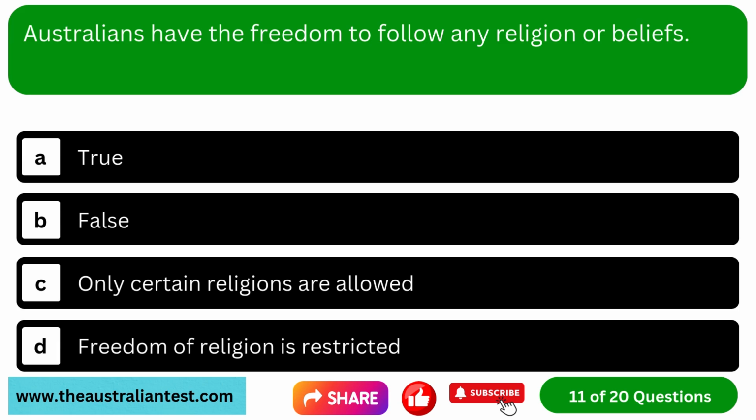Question 11. Australians have the freedom to follow any religion or belief. Option A. True. Option B. False. Option C. Only certain religions are allowed. Option D. Freedom of religion is restricted.